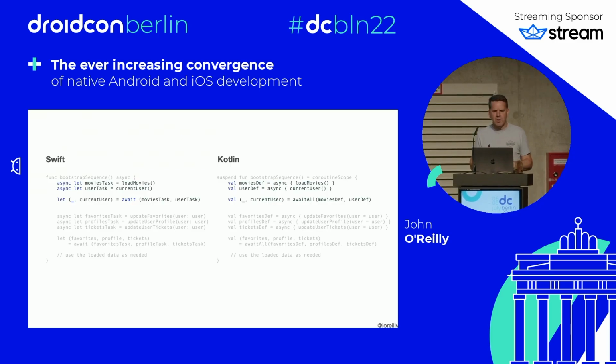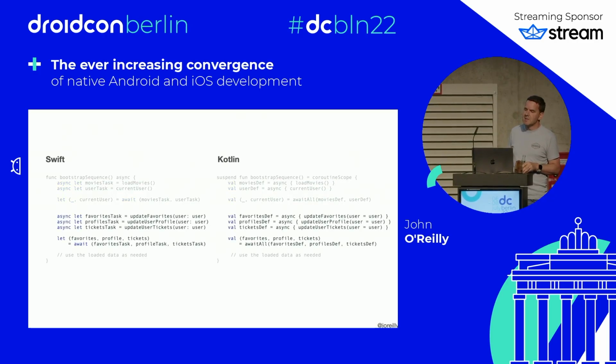In this case, we're going to load the list of movies and the user info and wait for them to complete. These requests, as I said, will execute in parallel. Finally, we kick off a number of other async tasks that again execute in parallel and again wait for them to complete.